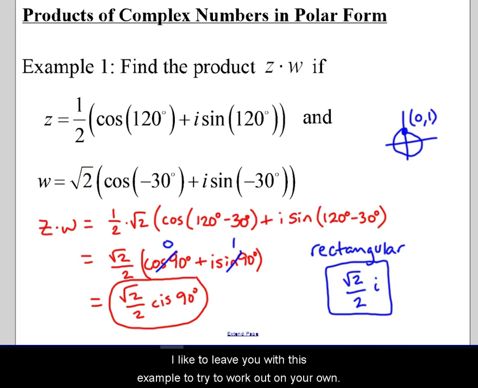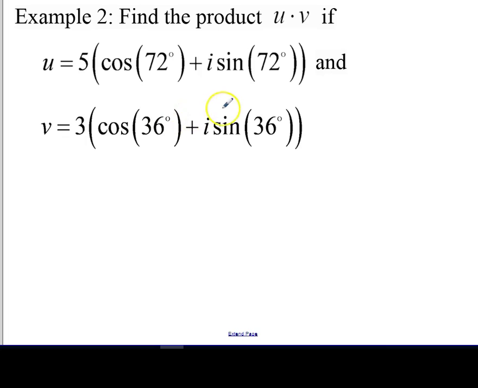Okay, and I'd like to leave you with this example to try to work out on your own. So pause, make that product, and then play the recording, and I'll work it out for you.